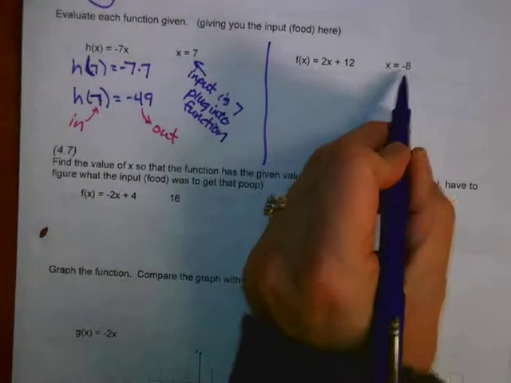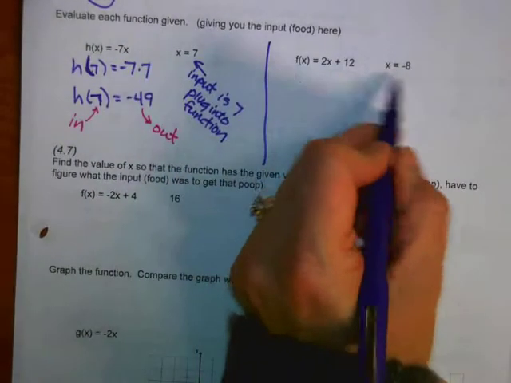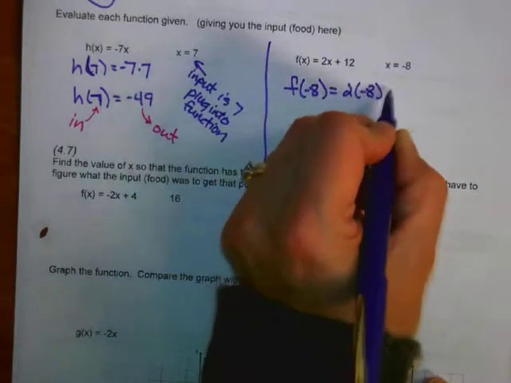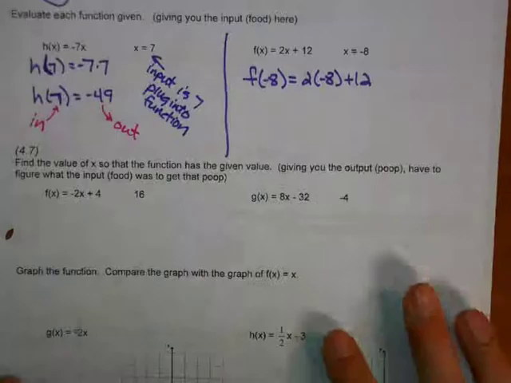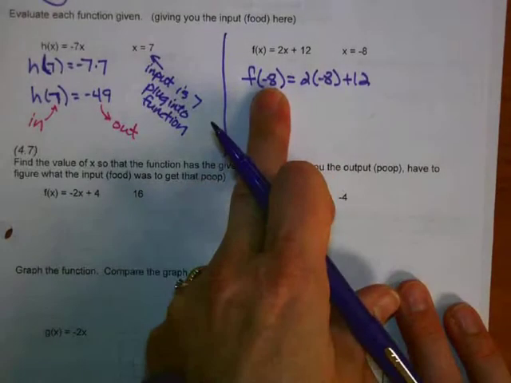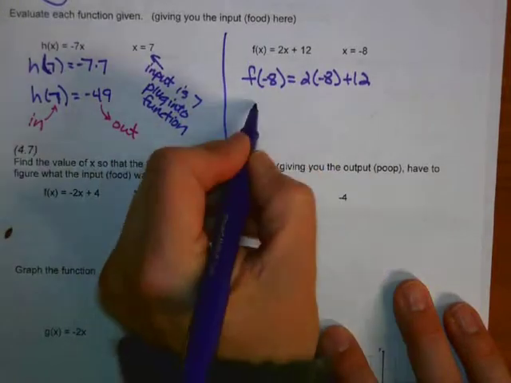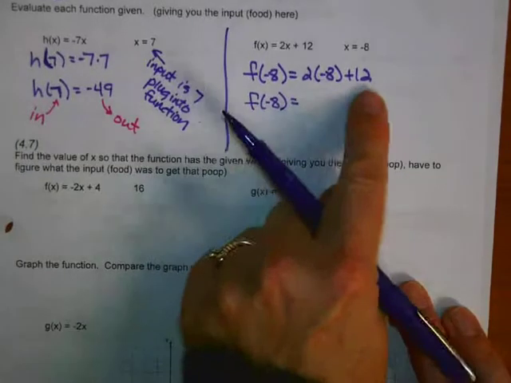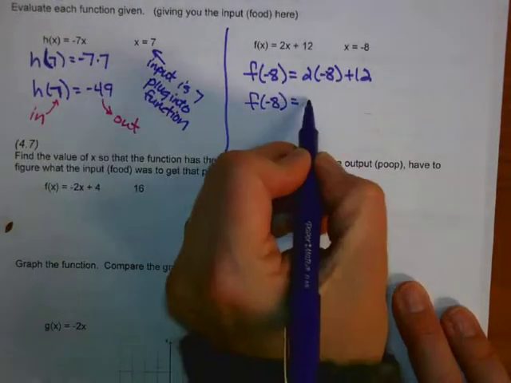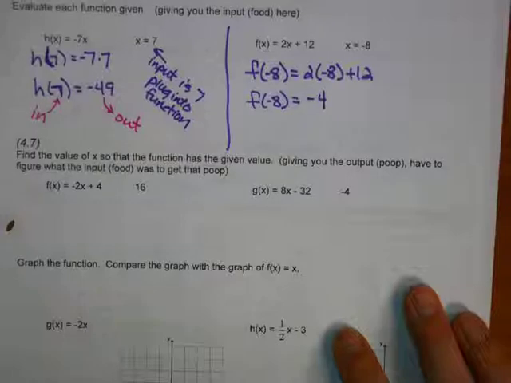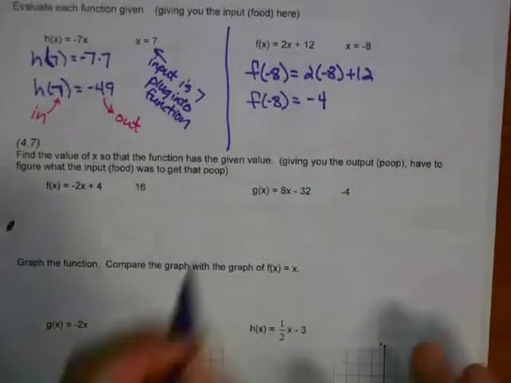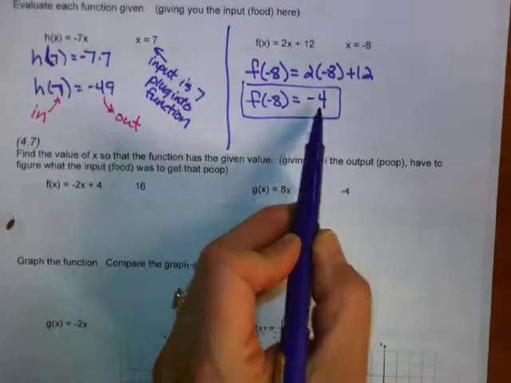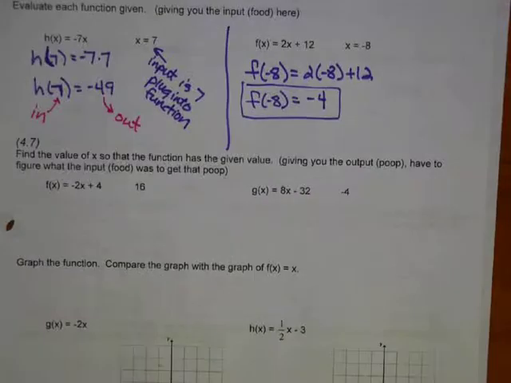All right, this is telling me I have to do what here? Plug in what? Wherever x is, plug in negative 8. What do I do with this? Nothing. Leave it like it is. And you just do the math here. Negative 16 plus 12 is negative 4. And you're done. What is this telling me? This is telling me that negative 8 went into the function and negative 4 came out. Okay?